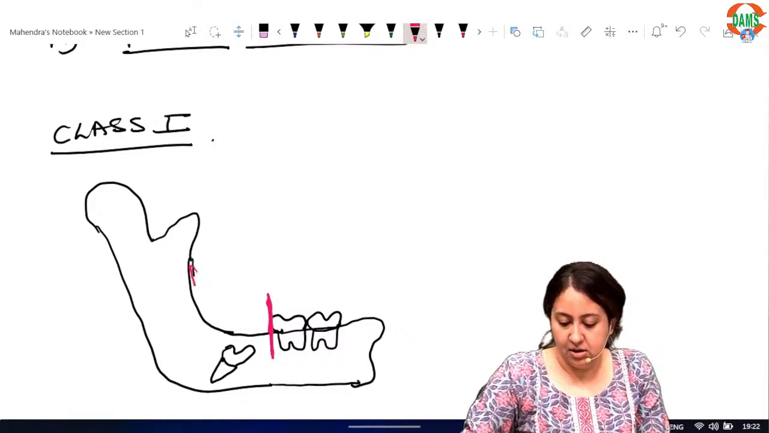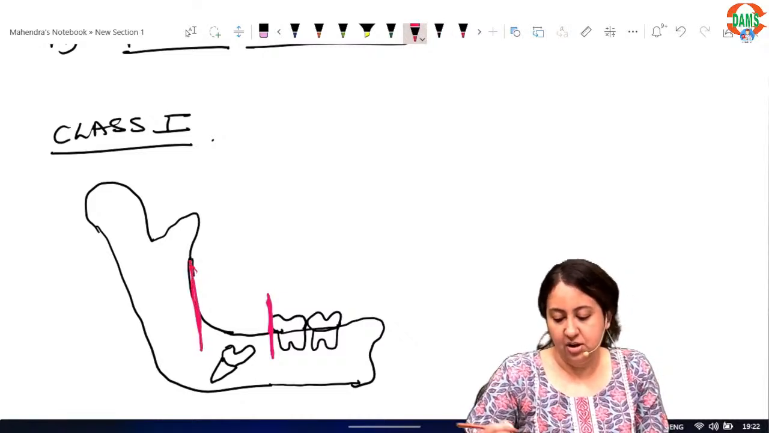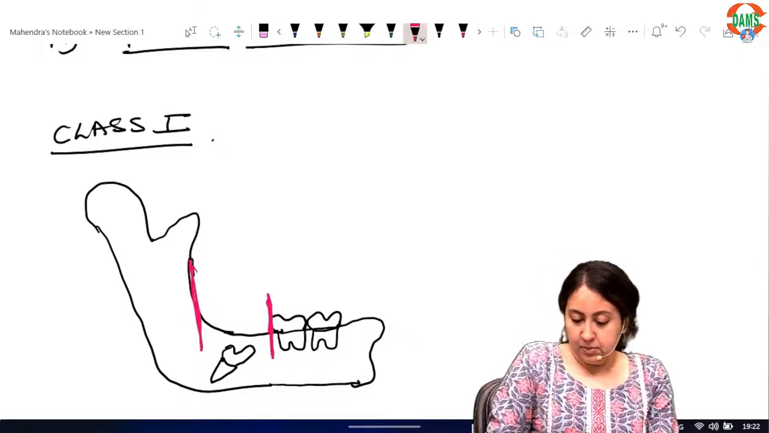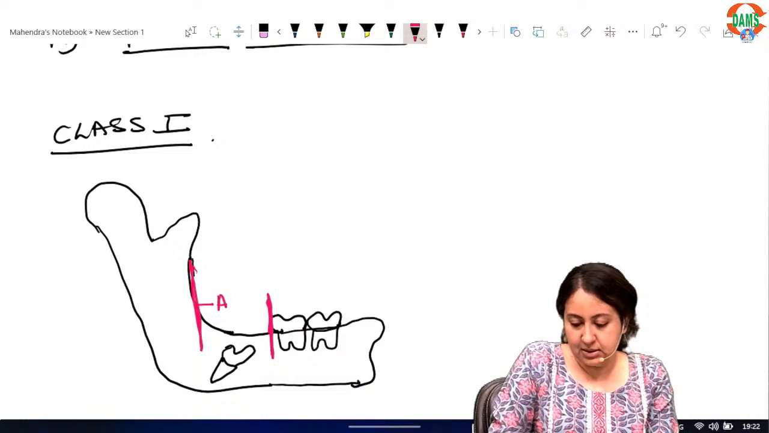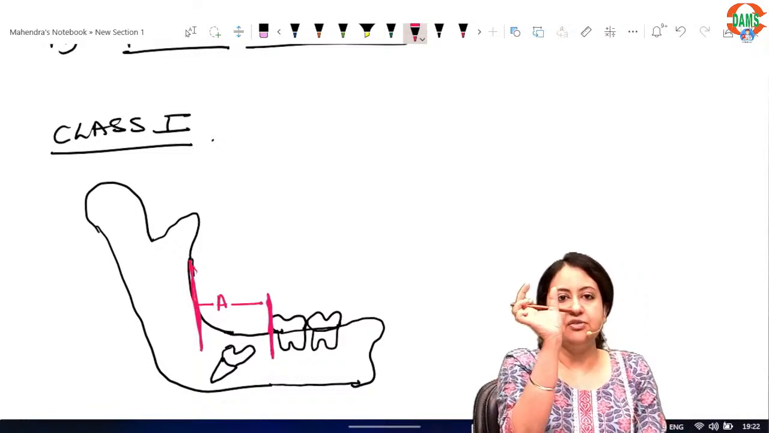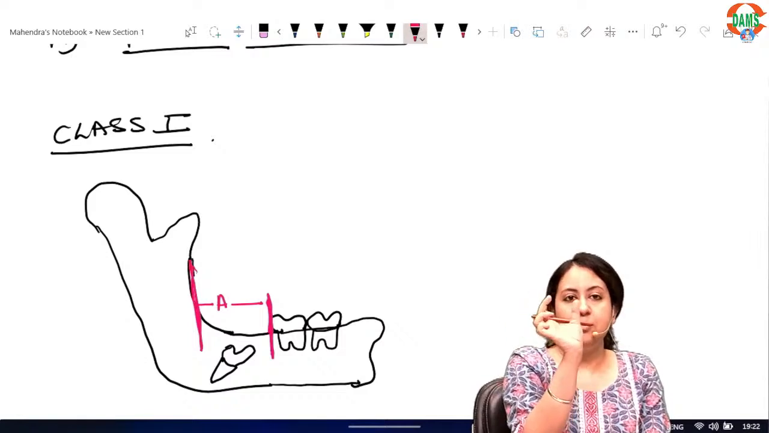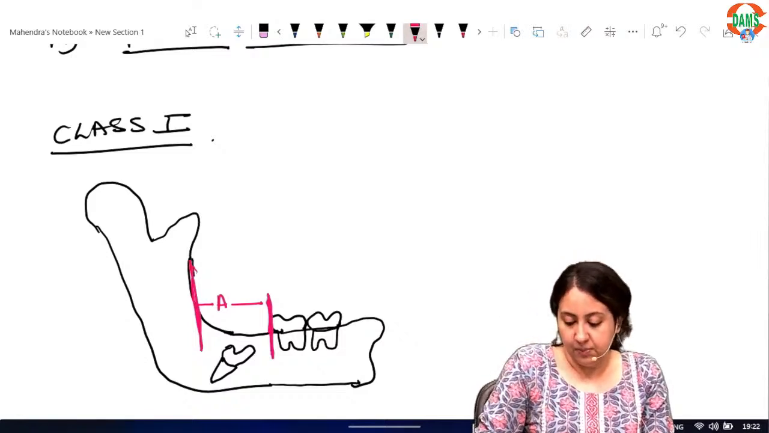One line at the ascending border of ramus. Okay. So if this is A, this width is A from the distal surface of the second molar till the ascending border of ramus, this is width A.